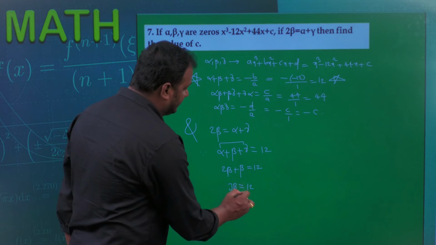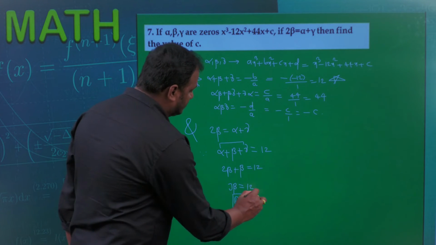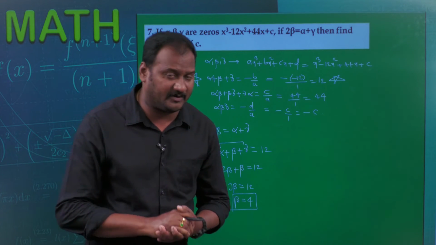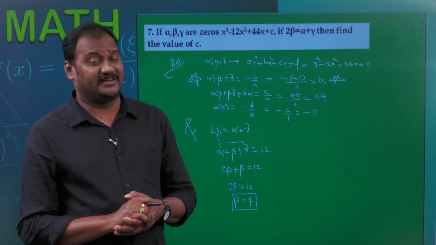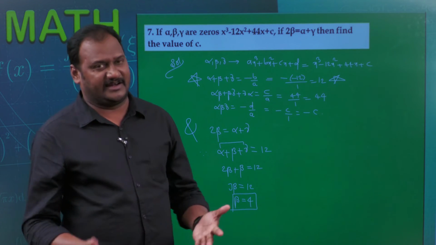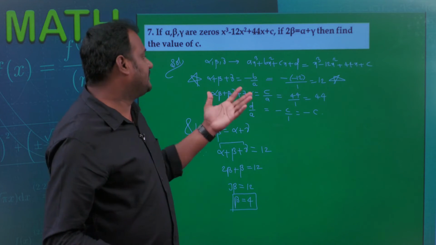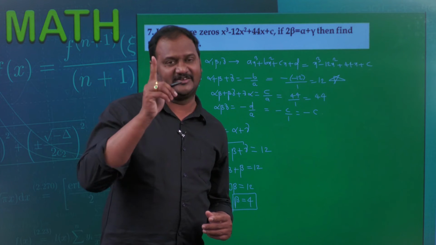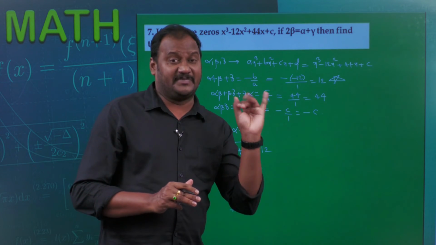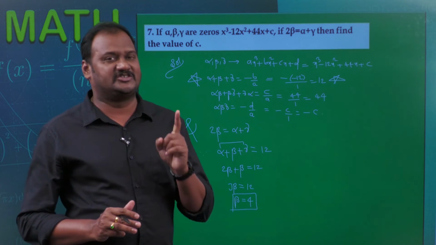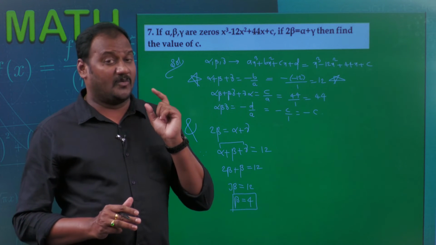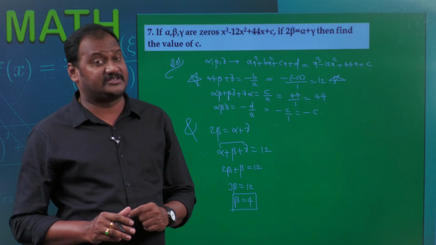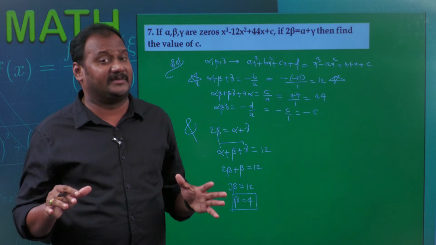Then beta is equal to what? 3 times how much is 12? 3 fours are 12. I got the value of beta, which means I got one zero of the polynomial. Then how can I use this zero of the polynomial in order to find the value of c? But think once: alpha, beta, gamma are said to be zeros of the polynomial. What do you mean by zero of a polynomial? The value of the variable which makes the given polynomial 0.